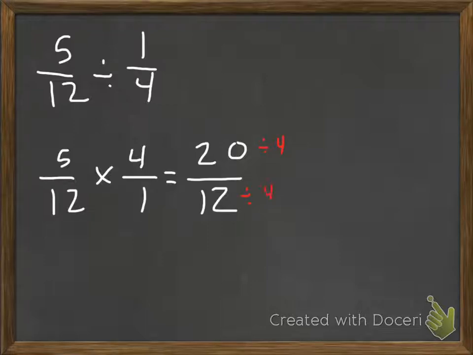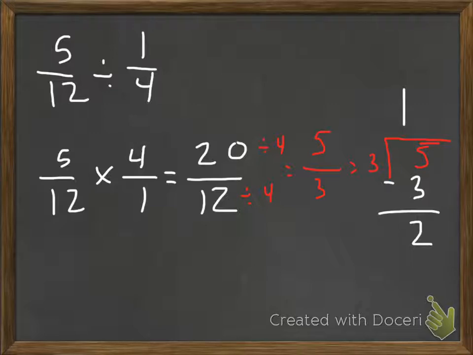Both are divisible by 4. So 20 divided by 4 is 5. 12 divided by 4 is 3. And I'm going to change that to a mixed number, because 5/3 is an improper fraction. The numerator is never bigger than the denominator. And this is something I've gone over the last few weeks. So 3 into 5 goes 1 time. 5 minus 3 is 2. Your remainder becomes your numerator, and your denominator stays the same, 1 2/3.